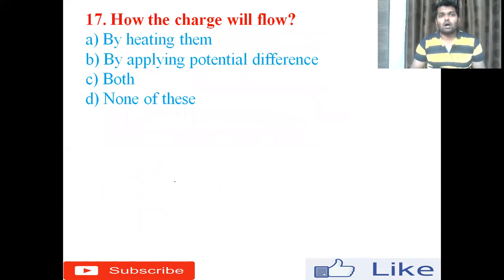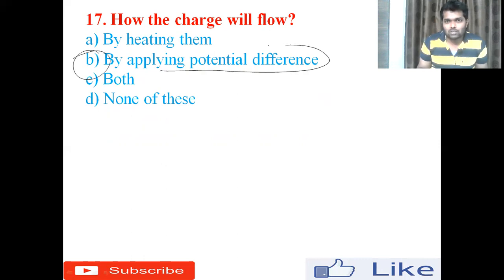Next, 17th one: how will the charges flow? Option A, by heating them. If there is one conductor, will you heat it? Will the charges flow? Will you keep it in the sunlight? Will charges flow? No. Option B, by applying potential difference, by applying a battery connection. Yes, obviously, when you connect a battery or a source of energy to a circuit, charges will start flowing in the circuit. So the right answer for this question is option B, by applying the potential difference, the charges will flow in the circuit.